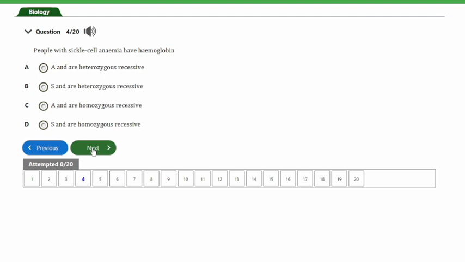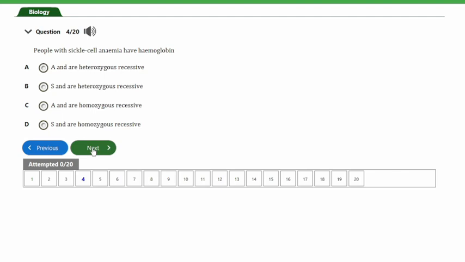It says, people with sickle cell anemia have hemoglobin A is A and are heterozygous recessive. B is S and are heterozygous recessive. C is A and are homozygous recessive. D is S and are homozygous recessive. So guys, the answer to this question is option D, and that's S and are homozygous recessive.